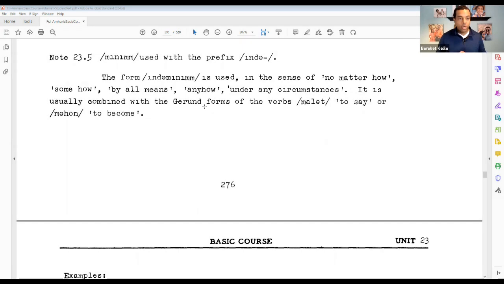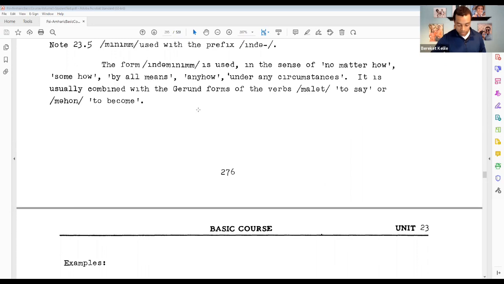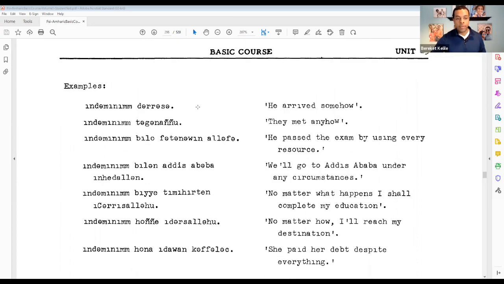And now we're going to end this unit with note 23.5 and looking at Minimm used with the prefix inde. And when that's used, it means no matter, somehow, by all means, anyhow, or under any circumstances. It's usually combined with gerund forms of the verb malet, which means to say, or mahon, to become. And we see here on page 277 some examples of how that's used, especially in that third sentence there.